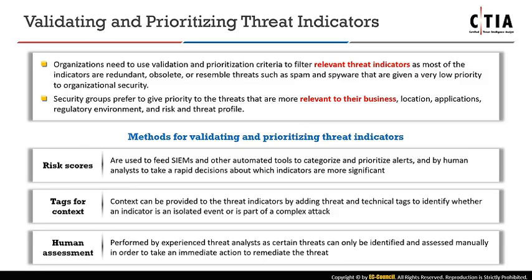So with tagging, every time a new threat comes with that specific type of tag for that specific type of threat indicator, we can accumulate information and data on that indicator. Number 3 is human assessment. And this is going to be something that you will do, something that I will do. And we're going to use that to identify and assess manually in order to take immediate action and remediate the threat.